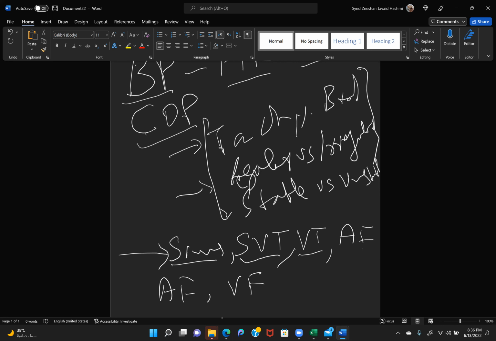Another way is also broad complex versus narrow complex. So you can classify further, but the basic concept is like that. Sinus is regular, SVT is regular, VT is usually regular, unless it may be polymorphic or monomorphic. Monomorphic will usually be regular. What about flutter? Is flutter regular or irregular?